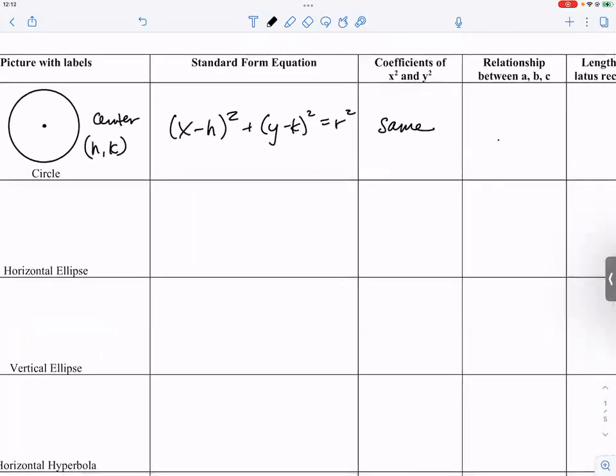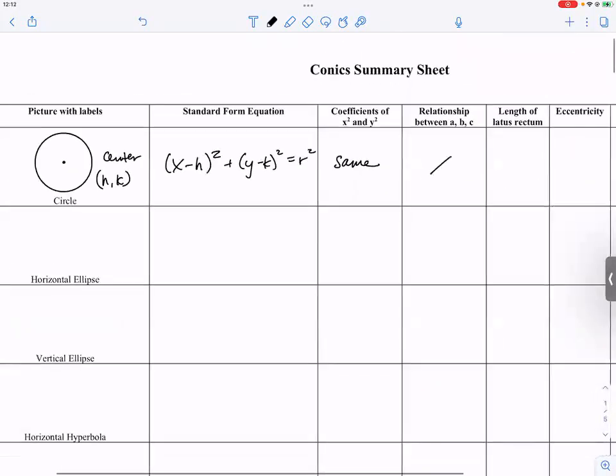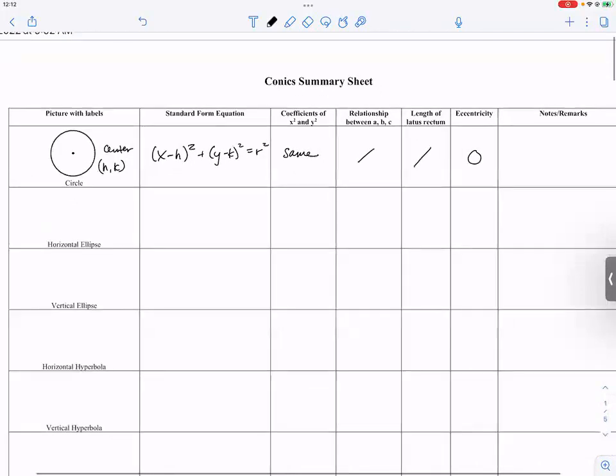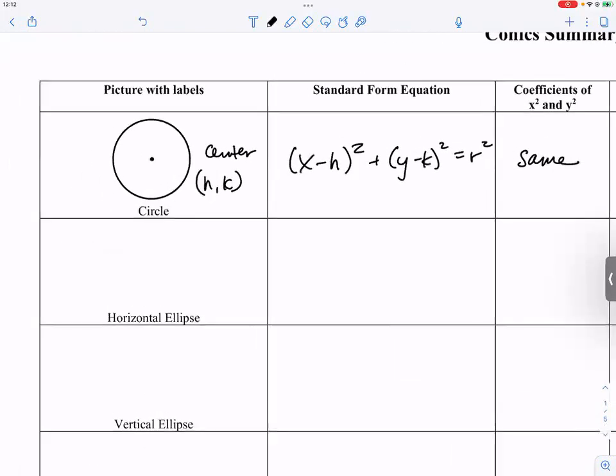Okay, there's no a, b, and c for a circle, so you don't have to write anything. If you write down anything, that would be weird because there's no a, b at all in the standard form. There's no latus rectum because there's no focus. And what's the eccentricity of a circle? 0, right? Okay. Now, the final column on the right, notes, remarks, it's just something if there's any additional detail that we didn't write down and we need extra space to write it, then we'll put it here. But for the circle, I think we're good. Okay. And if you want, you can label the radius, but I guess you should know what radius is by now.